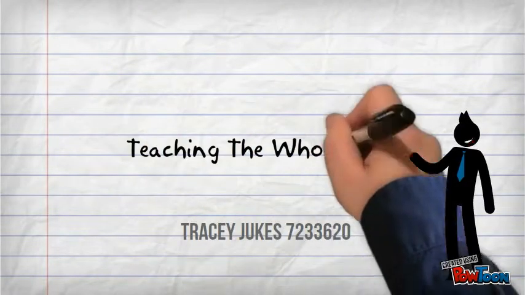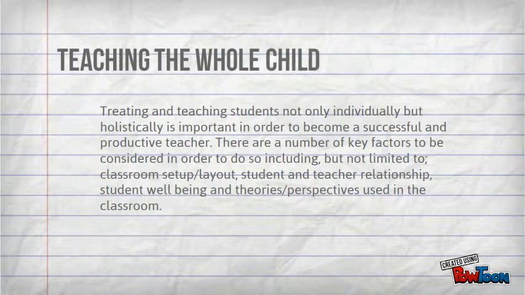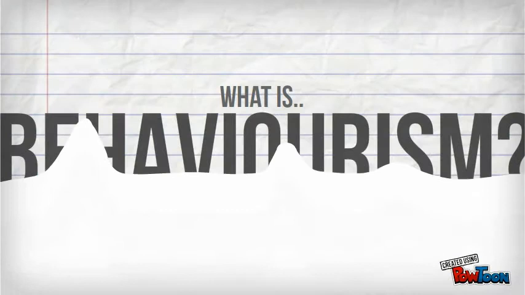So this presentation is going to be about teaching the whole child. Treating and teaching students not only individually but holistically is important in order to become a successful and productive teacher. There are a number of key factors to be considered in order to do so, including classroom setup, student and teacher relationship, student well-being, and theories and perspectives used in the classroom.